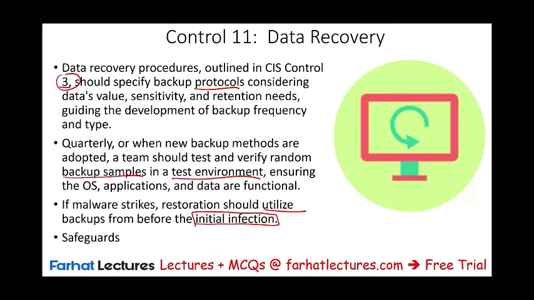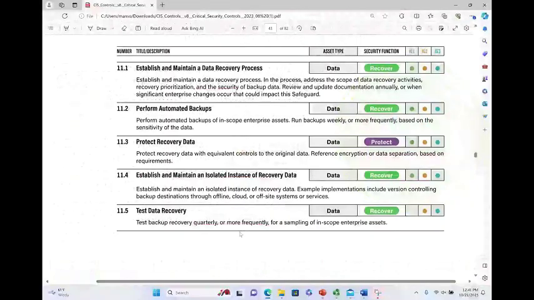Let's take a look at some safeguards from the actual literature. We have basically 5 sub-controls. Establish and maintain a data recovery process. And you have to have that whether you're a small, medium, or large company, IG1, IG2, or IG3. Perform automated backup. We should always perform automated backup. For example, all my files are on Google Drive, OneDrive, and they update automatically.